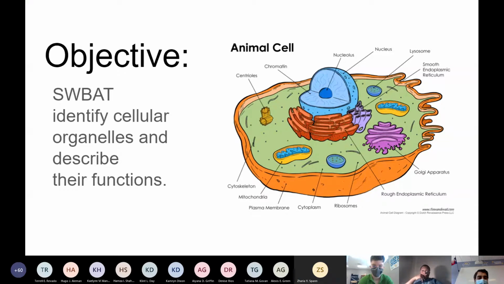So we're basically identifying cellular organelles and describing their functions. I think for the most part, this should be mostly a review because organelles were covered a long time ago in your early life science classes. So we're not going to spend too much time going over it, but I did want to make sure that we touch on it because it is something covered on the STAR.